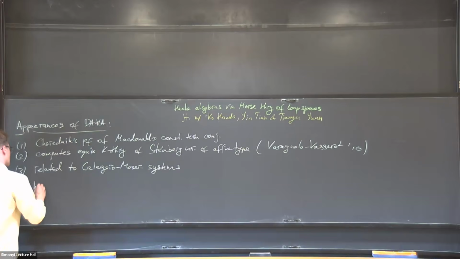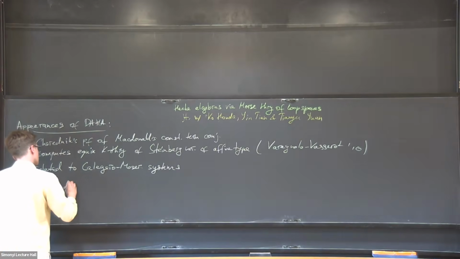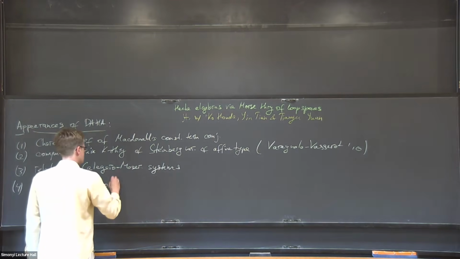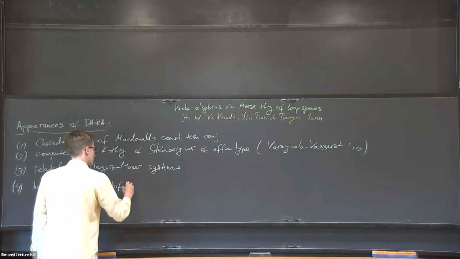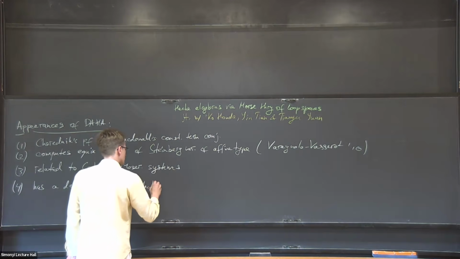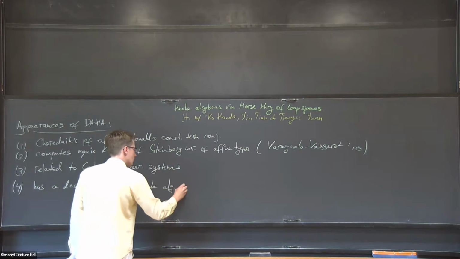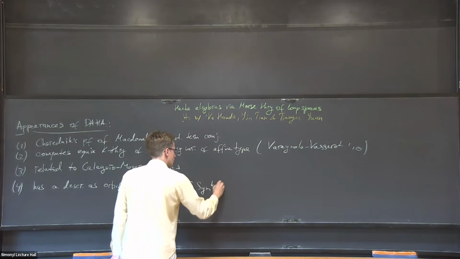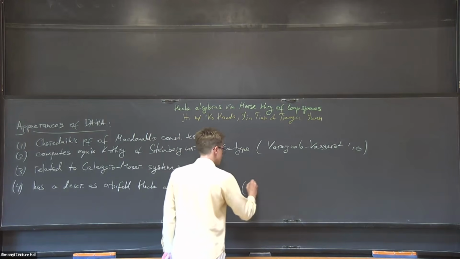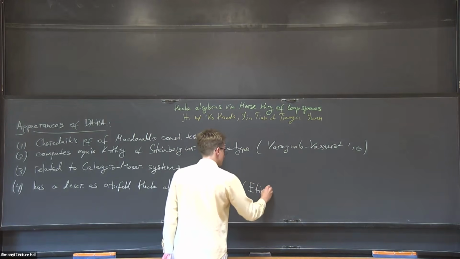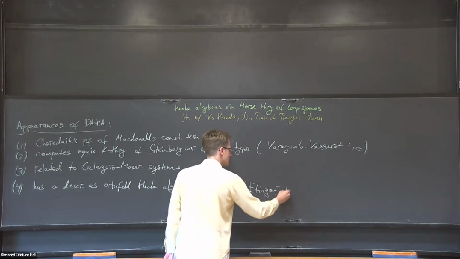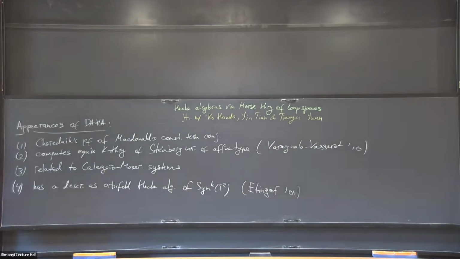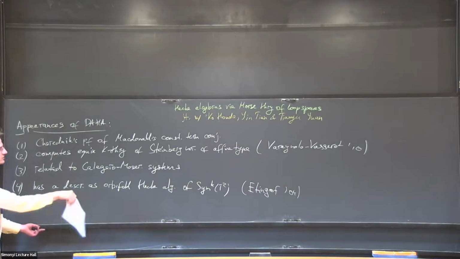And finally, it also admits a description as the orbifold Hecke algebra of the symmetric power of a torus. This is due to Etingof, maybe going back to 2004, but this particular statement appeared later, but the ideas are laid out there.